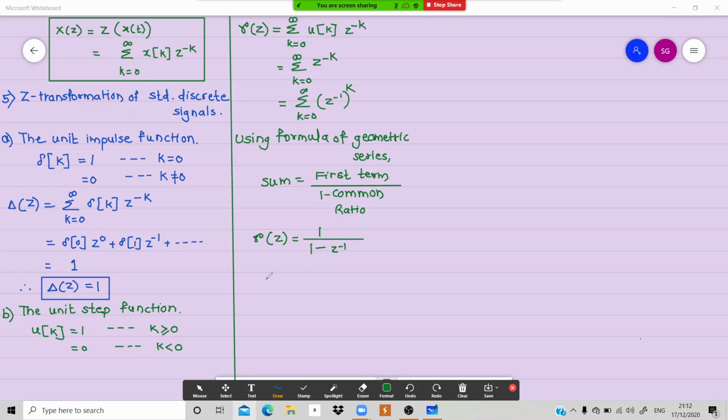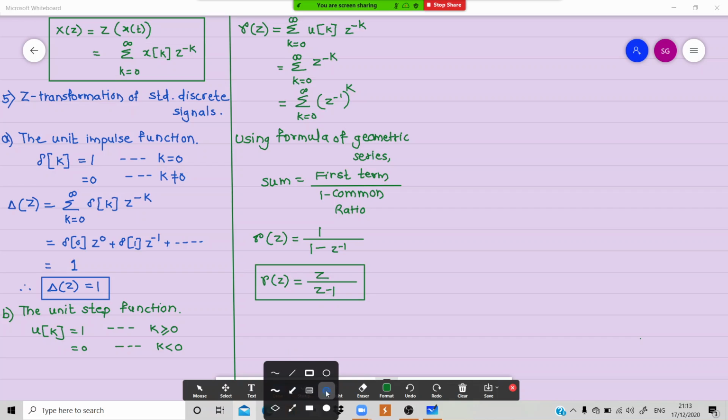So if I simplify this, it is going to be 1 upon z. Z will go in the numerator. It is going to be z upon 1 minus z, z minus 1. So this is the step function.